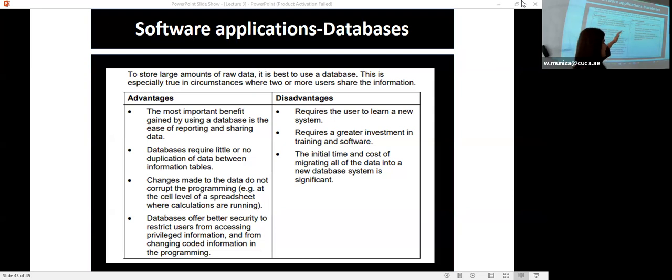So it is going to bring a greater investment. The initial time and cost of migrating all the data into the new database system is significant. If an organization is shifting the data from one database to the other, it will require time and more effort. This is very normal. Is everyone clear?